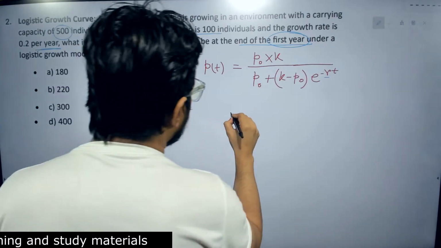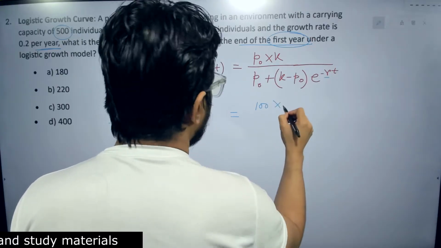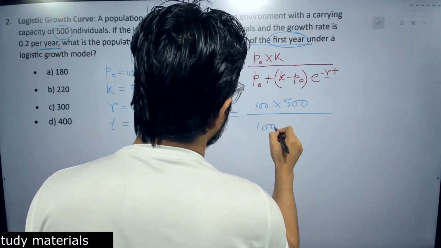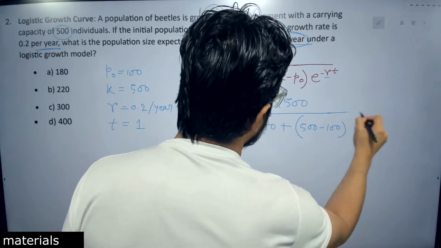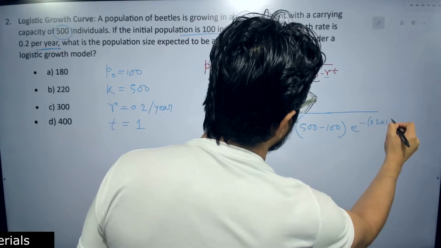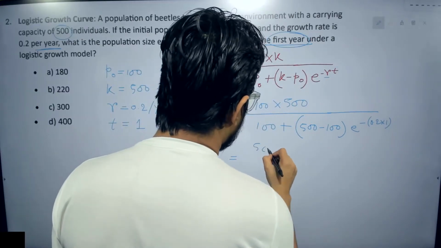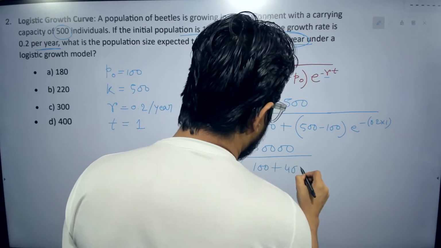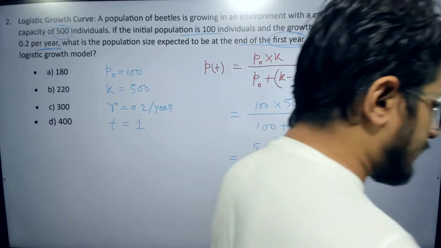We put these values in. P0 is 100, K is 500, so we have 100 into 500, divided by 100 plus 500 minus 100, multiplied by e to the power RT, where R is 0.2 and T is 1. So this is the equation that we get. From this equation, we have 100 plus 400 e to the power minus 0.2 in the denominator. The simplification of this formula will give us something like this.